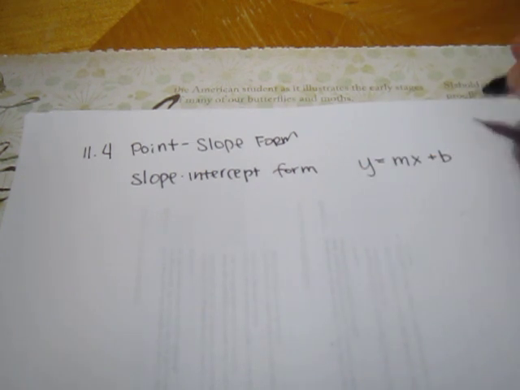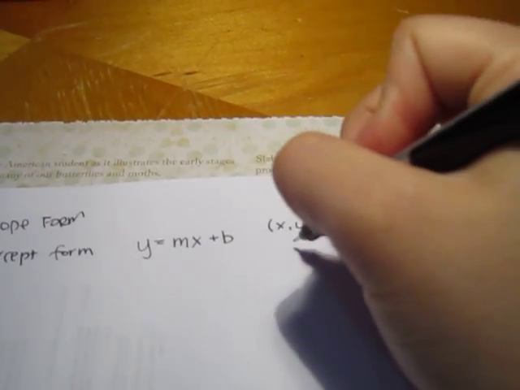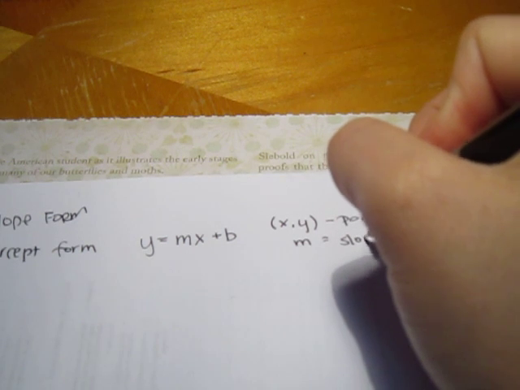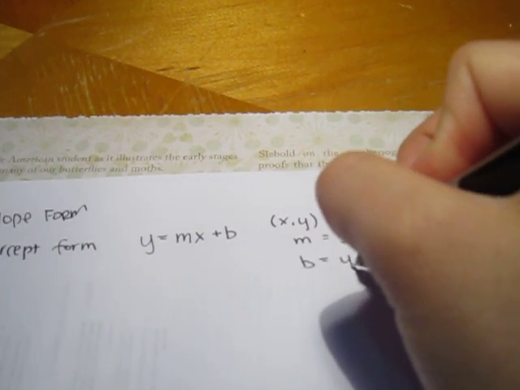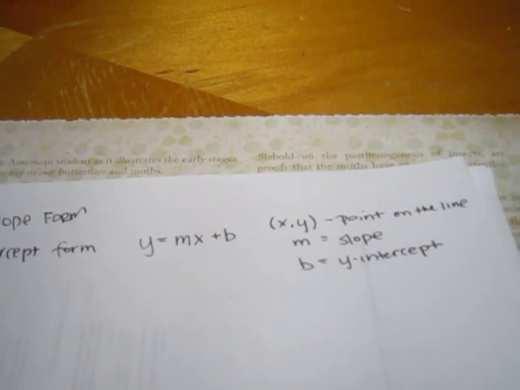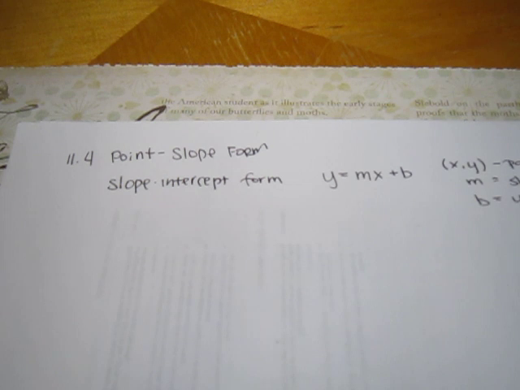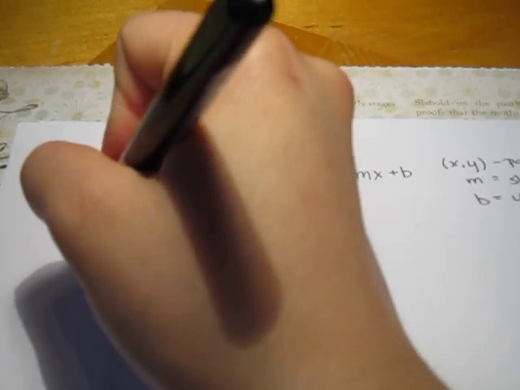In this case, the x and the y stood for points or a point on the line. The m stood for the slope, and then the b stood for the y-intercept. Well, we're going to take a similar idea of rearranging an equation so that it's easy to use, easy to graph, and take information from. And this form is called the point slope form.